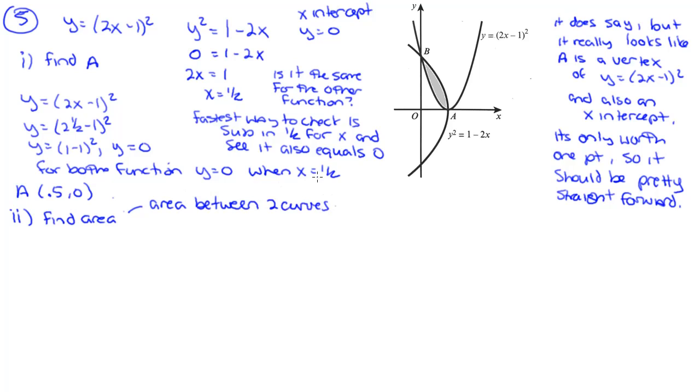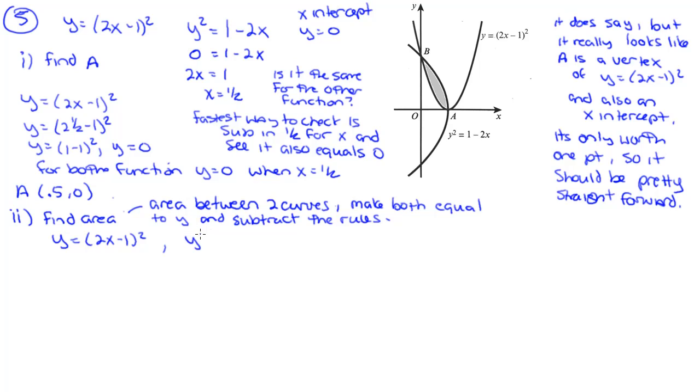So anyway, next part is to find the area between the two curves and make both equal to y, and then we're going to subtract the rules for each one. Well, the one already is equal to y, that's good, and so then let's take the other, and it's y squared is equal to 1 minus 2x. If we square root both sides, we're going to find out that y is equal to the square root of 1 minus 2x. Technically, it should be plus or minus the square root of 1 minus 2x, but you'll notice that the part that we're dealing with is only the positive part. So we don't got to worry about the minus part. All we got to worry about is the positive part.